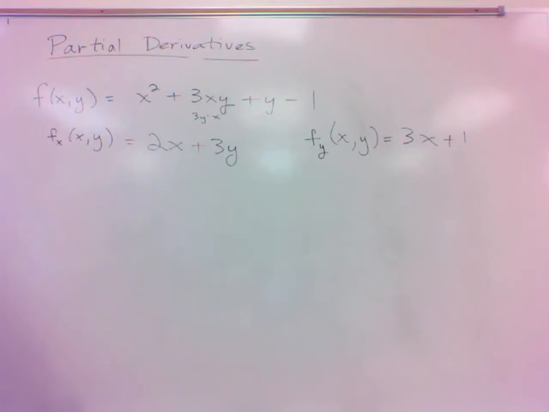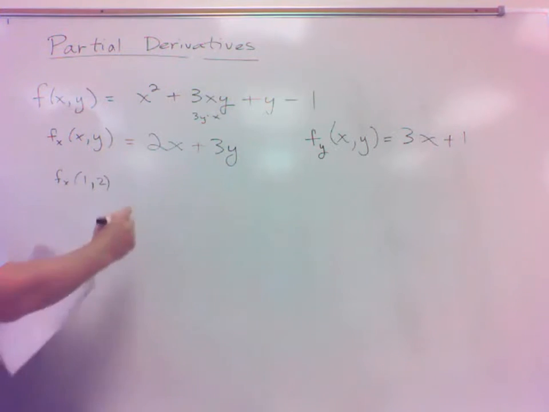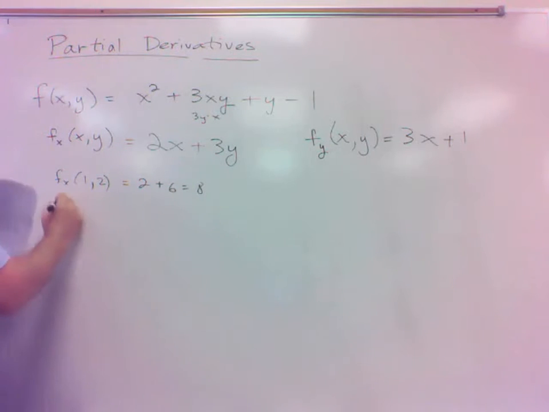Okay? All right? And if we wanted to get the actual values of the partial derivative, I guess we could do it anywhere if we want to. Let's do 1, 2. In that case, we would just do 2 times 1 plus 3 times 2, so that would be 8. That's the partial with respect to x.